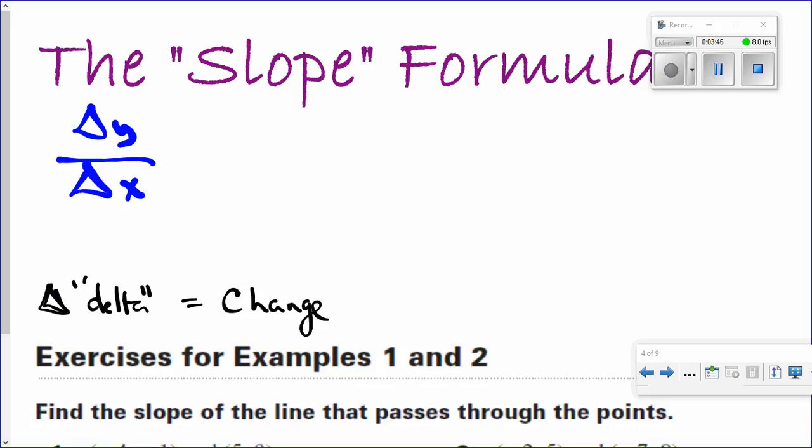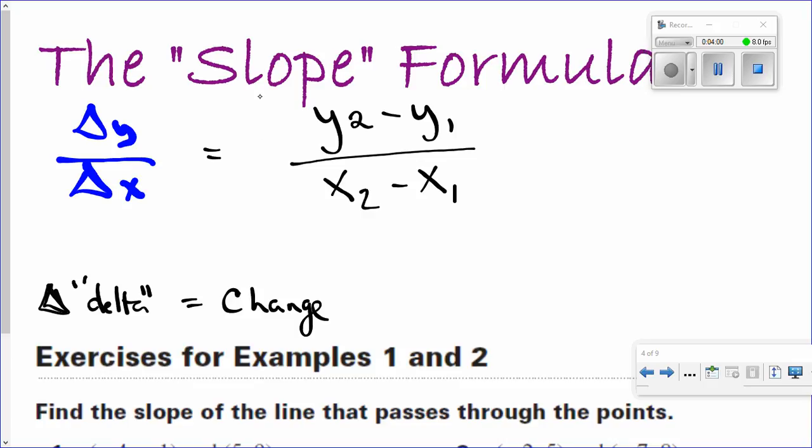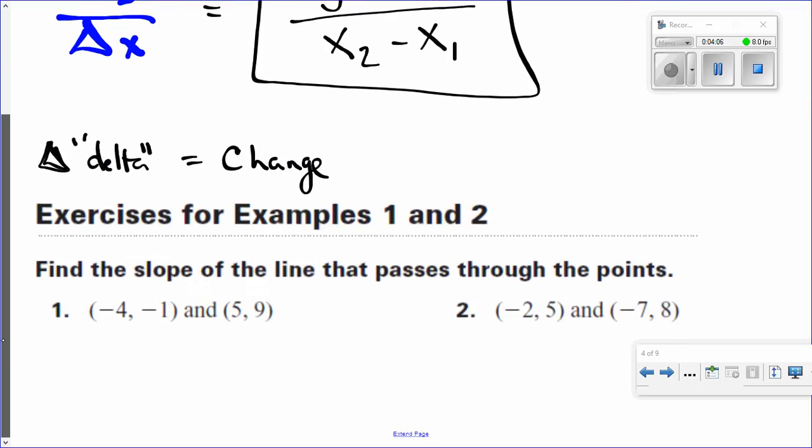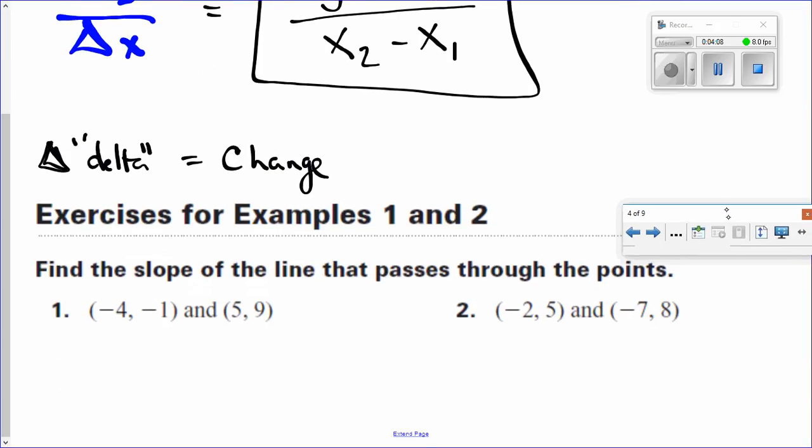How will I find the change? Well, the formula looks like so. I'm going to take y2 and y1. I subtract them to find the change up here. And then I take x2 minus x1, and that is my slope formula. That might not make a lot of sense right now, but we'll scroll down and do a couple of examples here, and this should make sense.